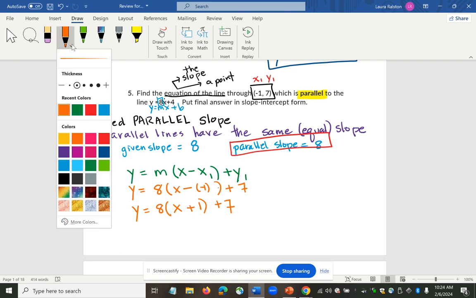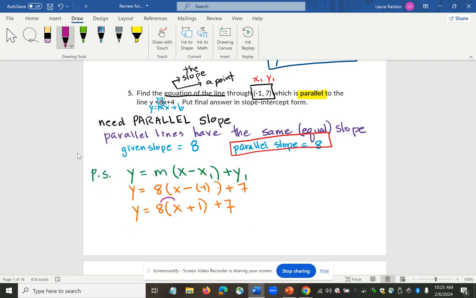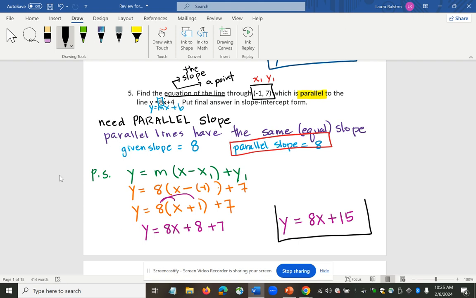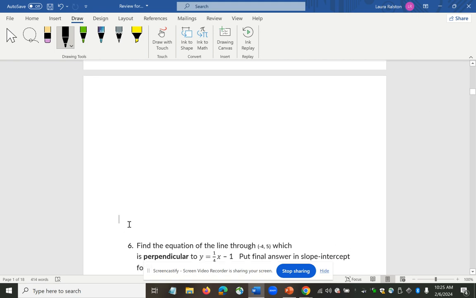Again, we're asked to write it ultimately in slope-intercept form, so I need to distribute and eliminate my parentheses. So I have y equals 8 times x is 8x, 8 times positive 1 is plus 8, plus 7. Combining like terms, we have y equals 8x plus 15. So the equation of the line that is parallel to 8x plus 4 is y equals 8x plus 15.